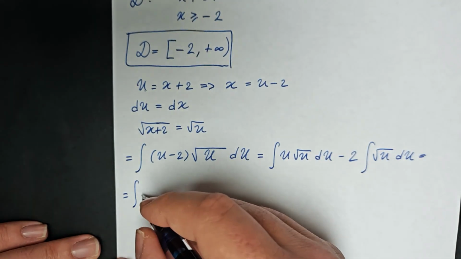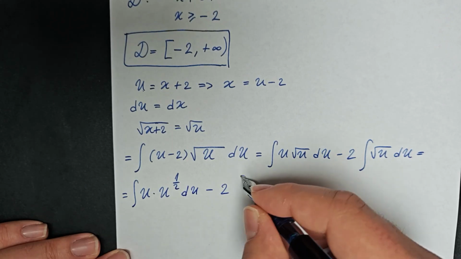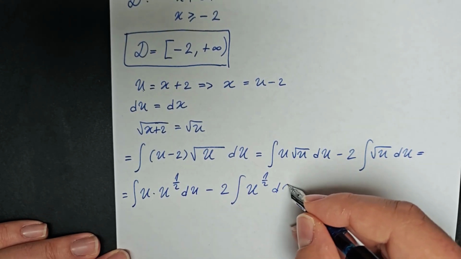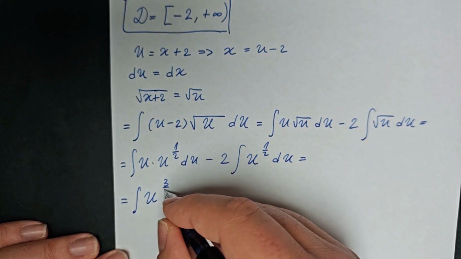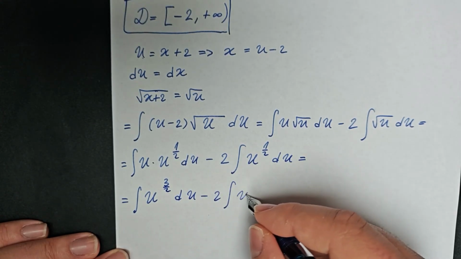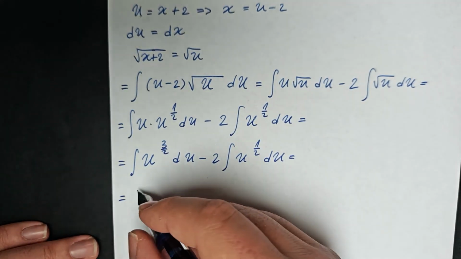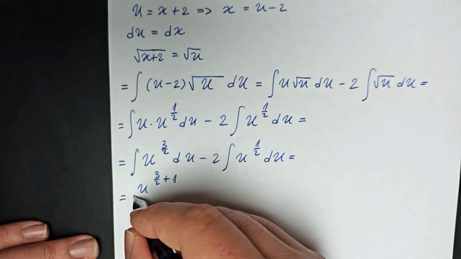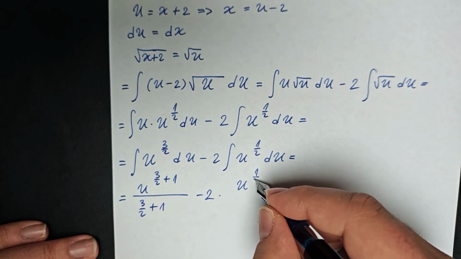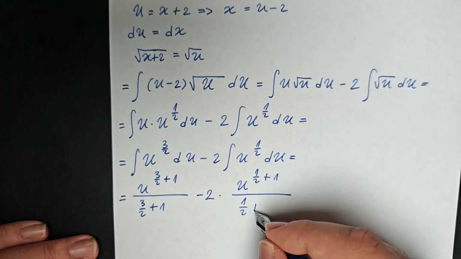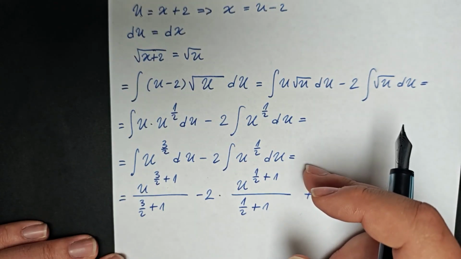So this is equal to an integral of u multiplied by u raised to the power 1/2 du minus 2 integrals of u to the power of 1/2 du. This is equal to an integral of u to the power 3/2 du minus 2 integrals of u to the power 1/2 du. This is equal to u to the power of 3/2 plus 1 divided by 3/2 plus 1 minus 2 multiplied by u to the power of 1/2 plus 1 divided by 1/2 plus 1, and plus a constant c. This is just a power rule.